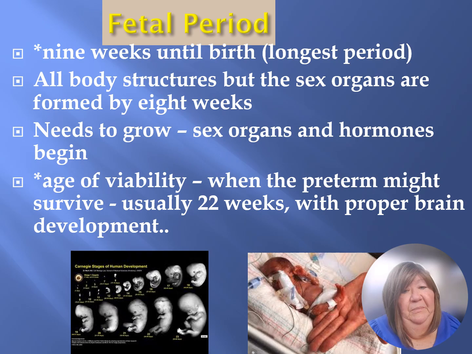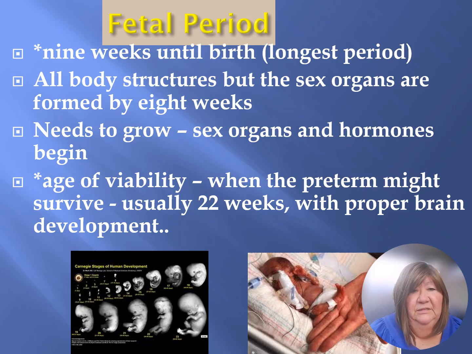The age of viability is when the little tiny baby might be able to survive. It's usually 22 weeks, but then they have to have proper brain development with that. It's very difficult on little ones to try to survive if they don't have the full term within the womb. Not that they can't, but they have all sorts of difficulties.